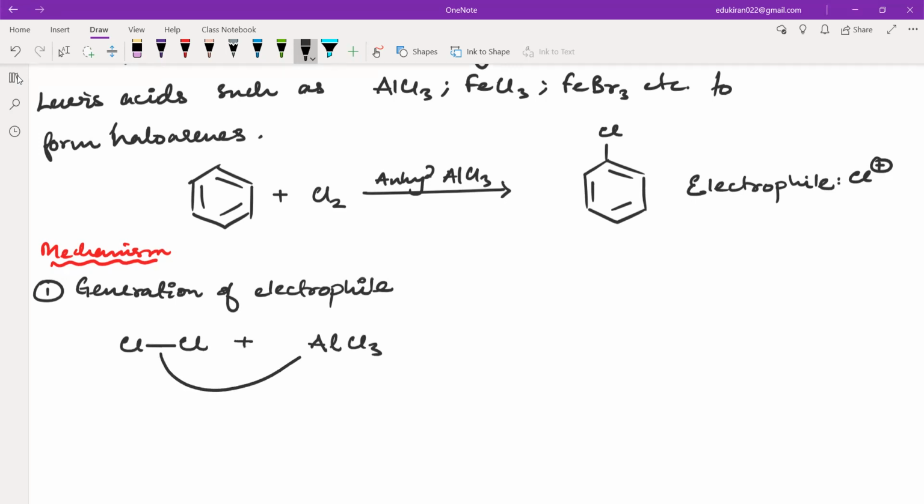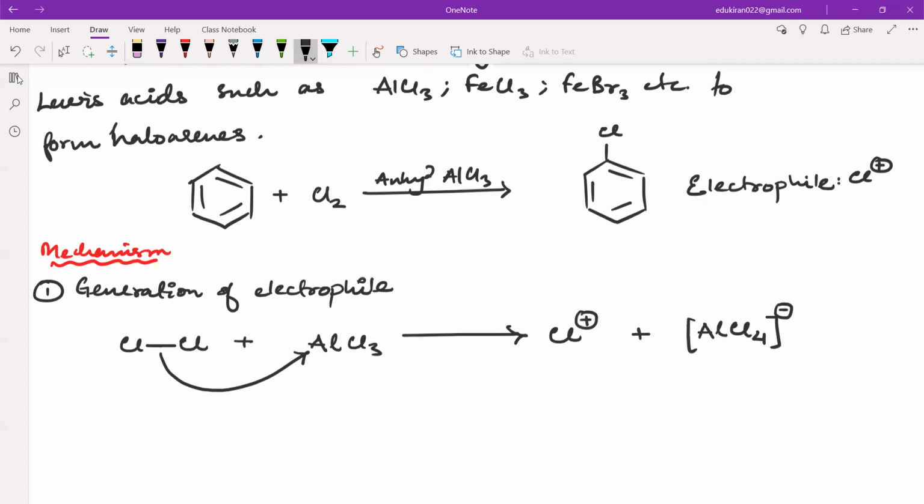So it will accept these electrons of Cl, and since the sigma bond is broken and the electrons that were in the sigma bond are given to the aluminium atom, we will be getting Cl positive, plus this Al will now be AlCl4. Since aluminium got extra 2 electrons, it will get a negative charge here. Here we have got our electrophile.